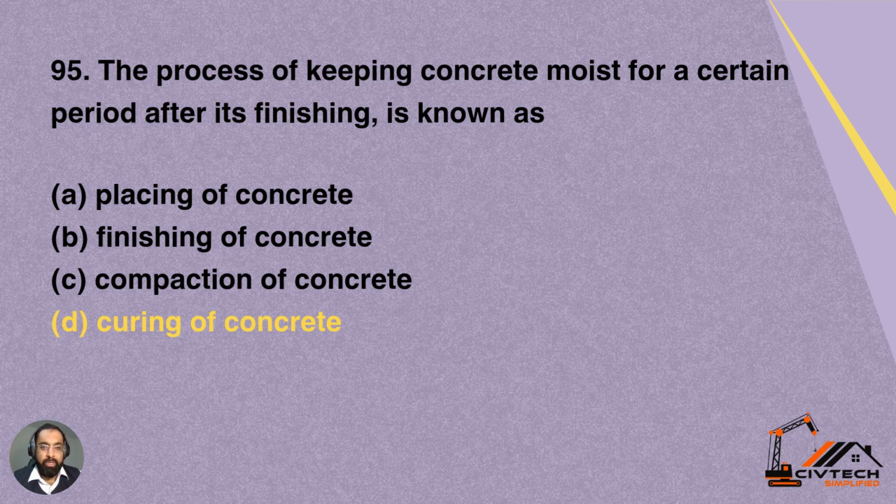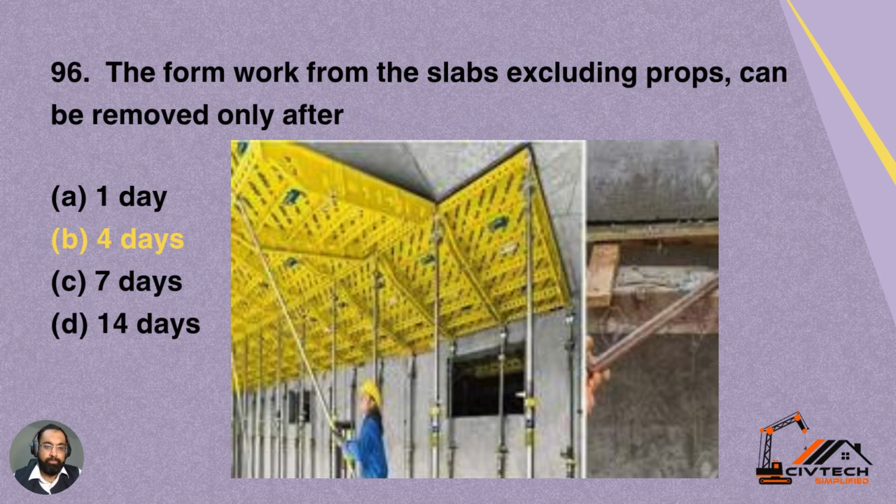Then we have question 95. The process of keeping concrete moist for a certain period after its finishing is called number A, placing of concrete, number B, finishing of concrete, C, compaction of concrete, D, curing of concrete. So of course it's curing of concrete. Curing of concrete is the process of keeping the concrete moist for a certain period of time after its finishing. Option D is correct for this question.